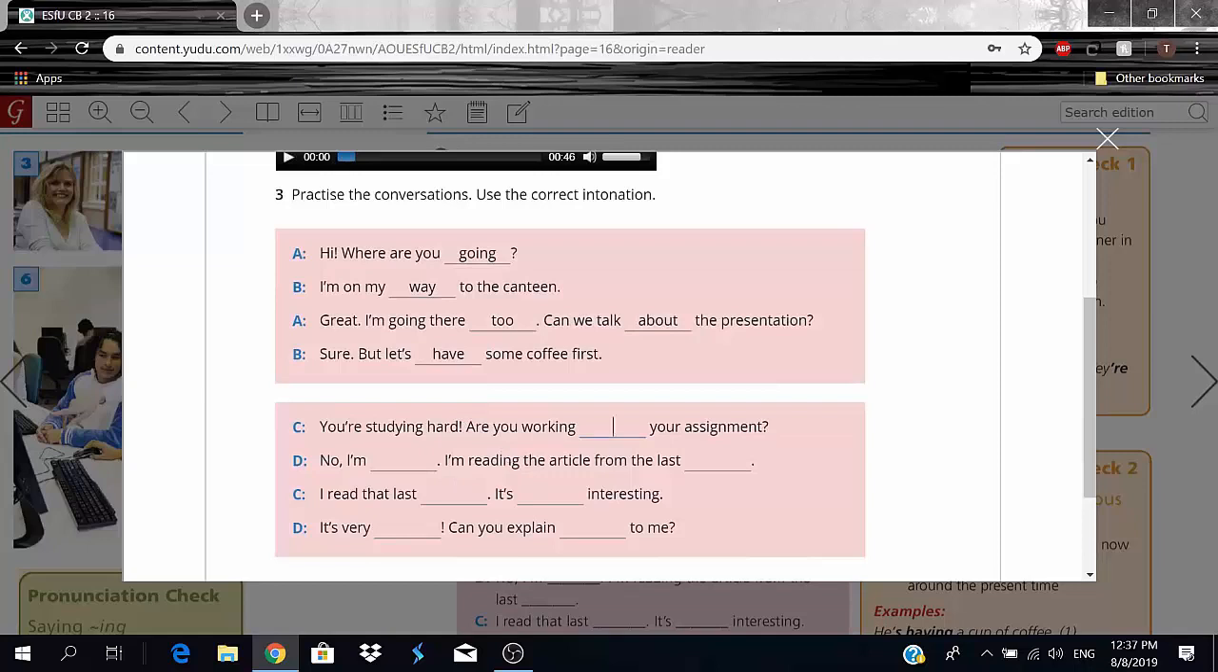Okay, that's it. Now let me answer it. You're studying hard. Are you working on your assignment? D, no, I'm not. I'm reading the article from the last lecture. Yep, from the last lecture. See, I read that last night. It's very interesting. It's very difficult. I can already tell by the exclamation mark. And you guys will notice it in a second. Just you'll understand what I'm saying. It's very difficult. Can you explain it to me?